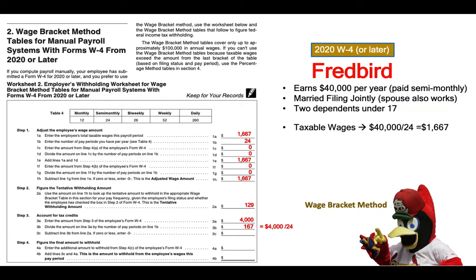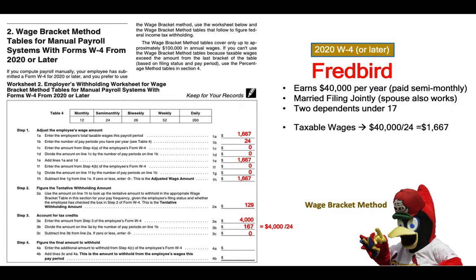We subtract line 3B, which is 167, from line 2A, which is the amount we selected from the table. So we're going to take 167 and subtract it from 129. So 129 minus 167 gives us a number that's less than 0. So if it's 0 or less, we enter 0.